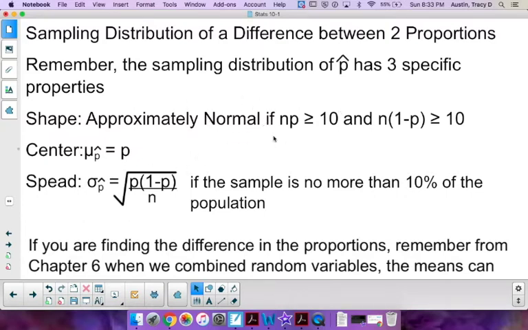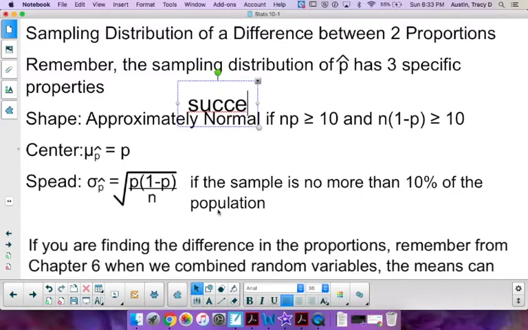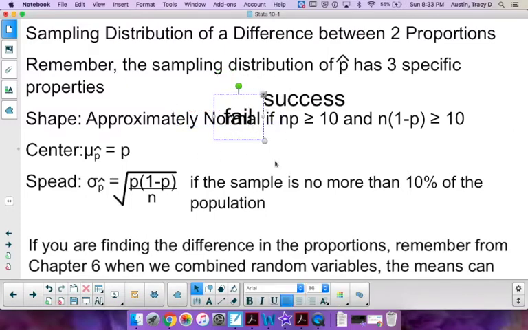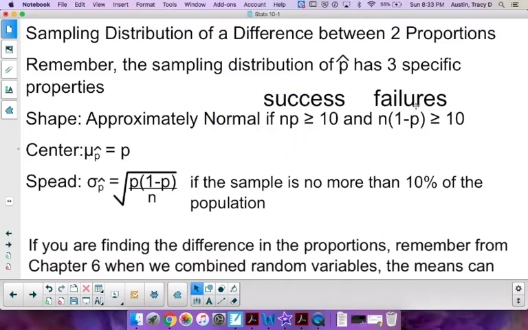If we were talking about a proportion, then the sampling distribution would be normal as long as both your successes and your failures were greater than or equal to 10. So just type that in. That's your successes right here, and your failures right here. They both had to be greater than or equal to 10 because it took care of the skewness caused by a really high or really low probability.